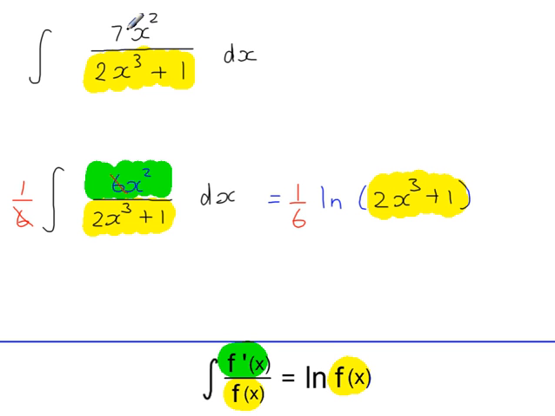To get the 7, we need to multiply each side by 7. So if I multiply this side by 7, and you can put the 7 there or there, it doesn't matter. I'm multiplying this side by 7 as well, there. So integrating 7x squared over 2x cubed plus 1 gives us 7 over 6 ln 2x cubed plus 1 plus a constant.